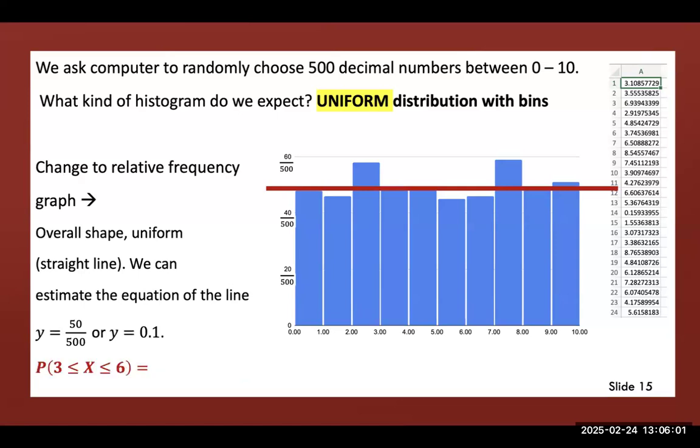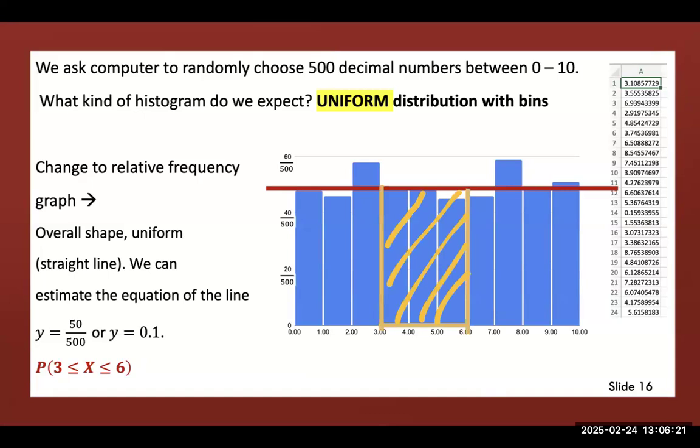So for example, let's say I want to estimate the probability that x is between 3 and 6. We did this earlier. We counted the bars, how high the bars were. But this time, we're going to think about this straight line and find 3 to 6 and shade it in.